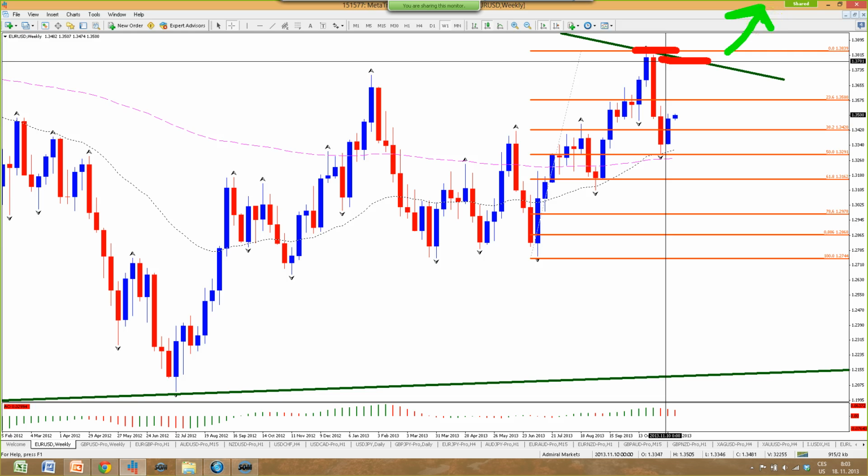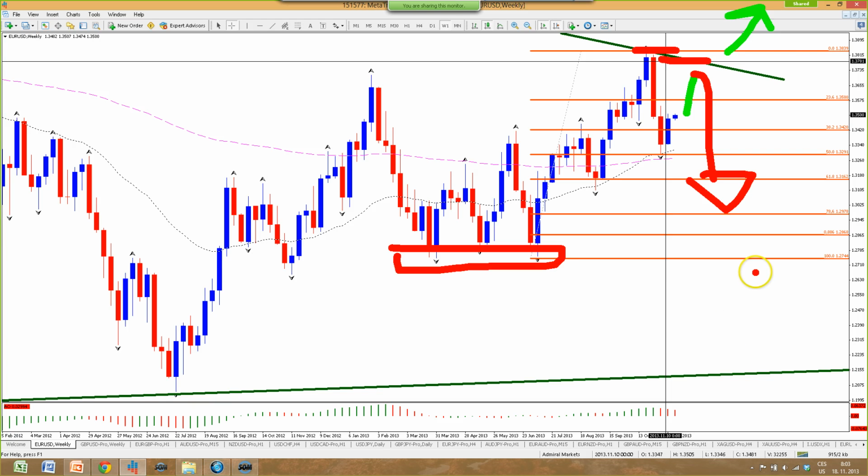Obviously, we could see space up to 140, 143, and maybe higher, but that would be the minimum. If we don't break it and we get a move up just to get rejected, actually we could see more downside materialize, and we could see a retest of these 127.50 bottoms here, 128, and if we break that, even to the 121 area.